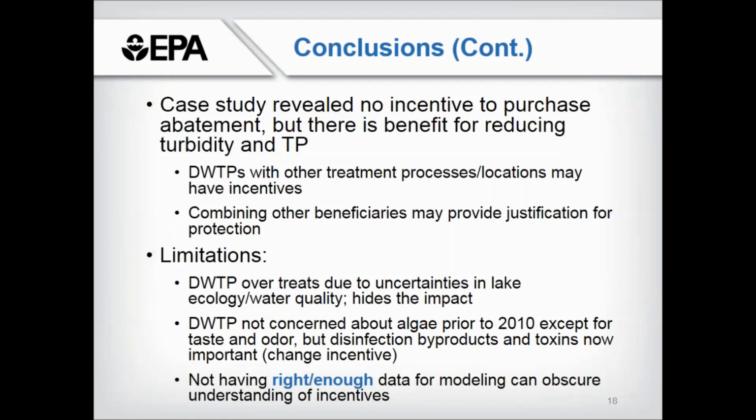One of our potential ideas to generate incentives is to aggregate the benefits of drinking water treatment plants, recreationists, and nearby homeowners, the other beneficiaries that James mentioned, from improved water quality, which may provide better incentives for protecting a particular source water. Of course, our case study had some limitations. The drinking water treatment plant overtreats the raw water to reduce potential risks and protect the public, but this can hide the impact of source water quality changes on treatment costs. Also, not having the right data can obscure the incentives. For example, we had to make some assumptions about those weekly measurements of raw water total organic carbon.